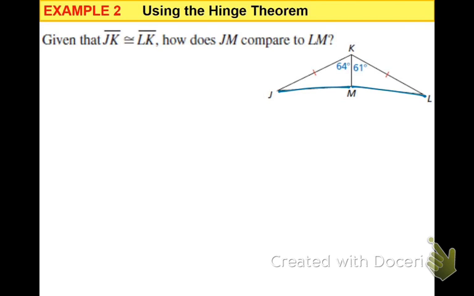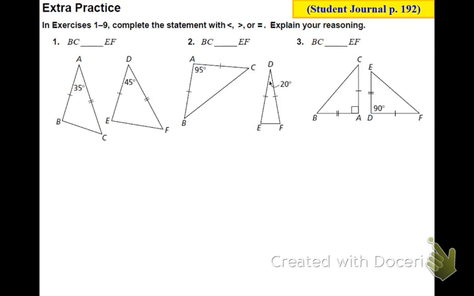What angle is across from JM? K, yeah, 64, number would be good. 64, and what number is across from ML? 61. So when we're comparing JM to LM, JM has a larger angle across from it, so it's going to be the larger side. So that means JM is greater than LM. Questions, comments, concerns? Okay.